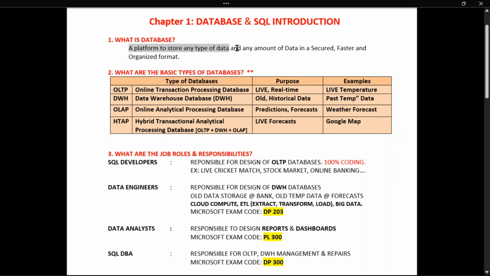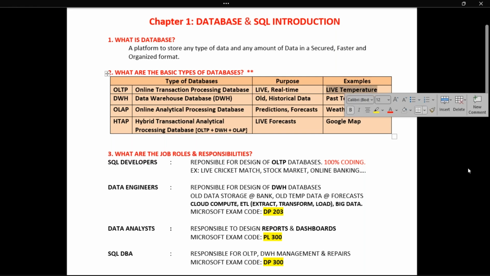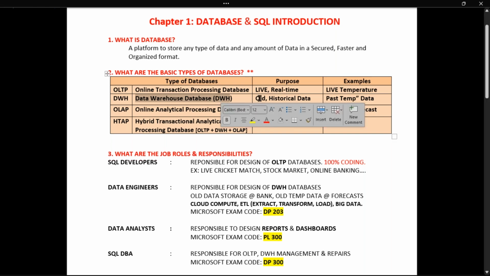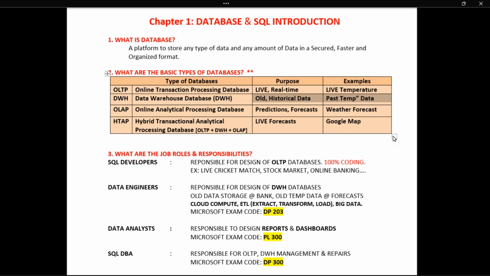What is database? A platform to store any type of data, any amount of data in a nice organized format. Basic types of databases: OLTP, online transaction processing database, to store live real-time data like live temperature. Warehouse, to store old historical data like past temperature data, anything old.